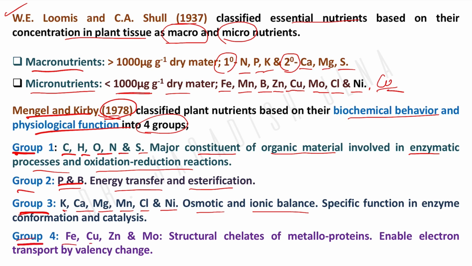Group 4, iron, copper, zinc, molybdenum. Basically, they act as structural chelates and metalloproteins, and they carry the electron from system to system or enzyme to enzyme. These are the 4 groups classified by Mengel and Kirkby.